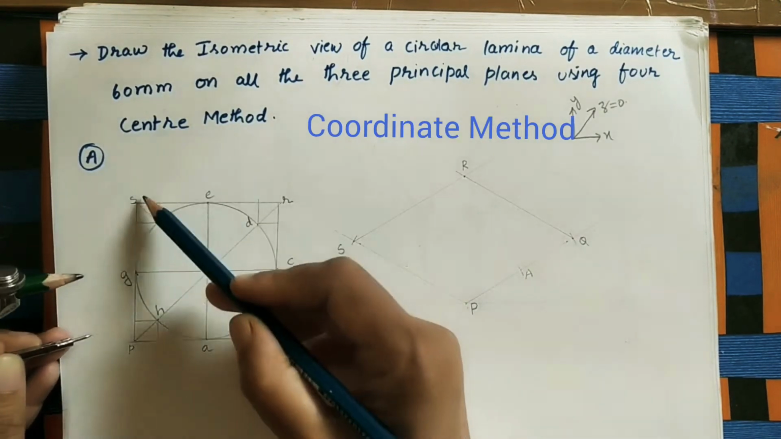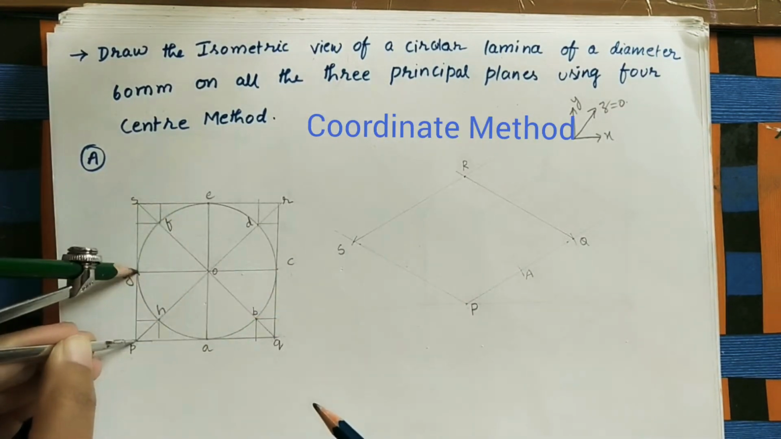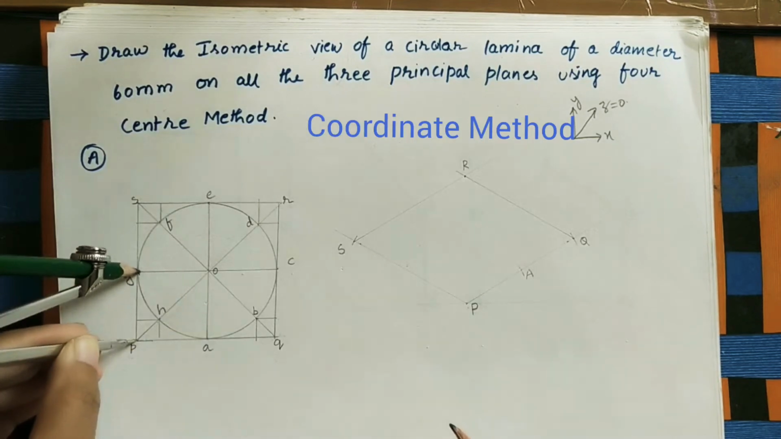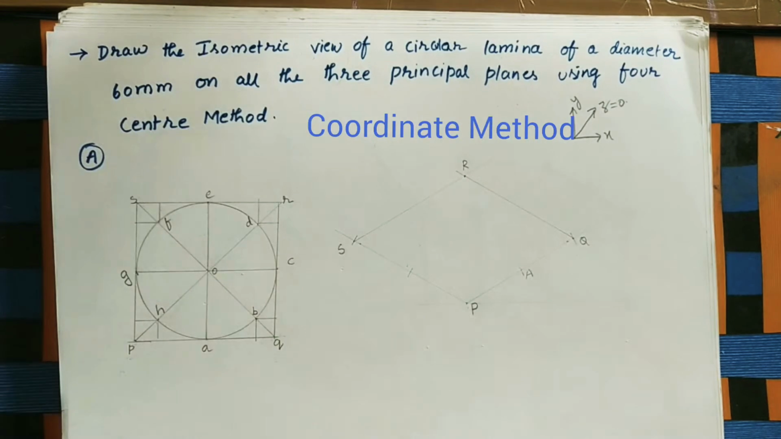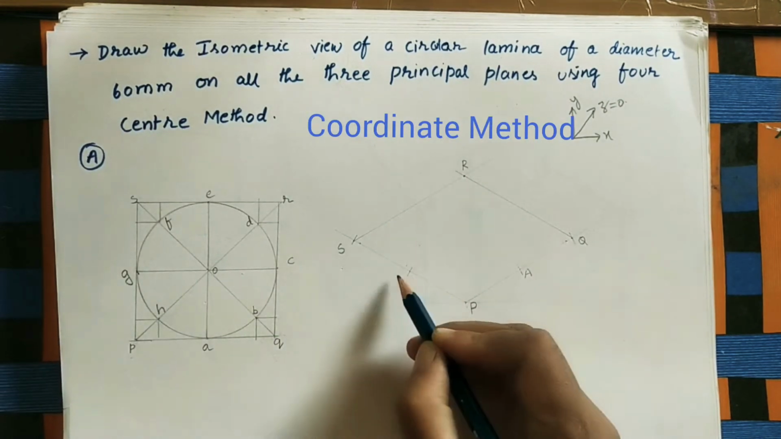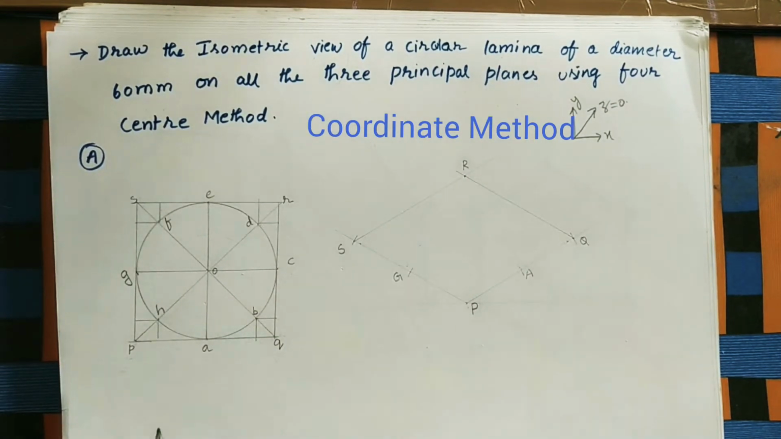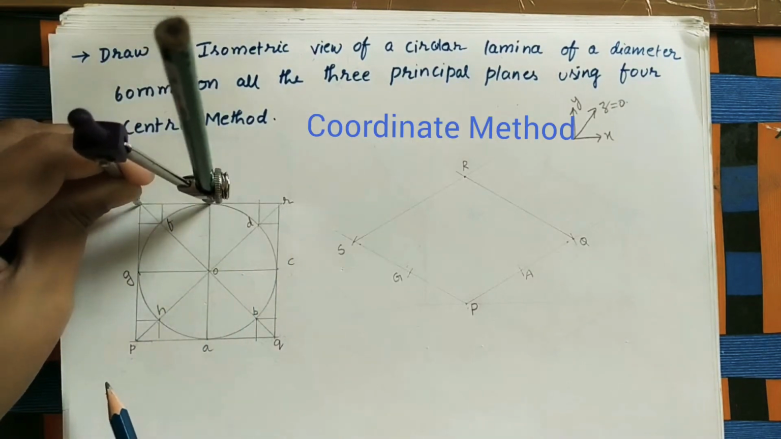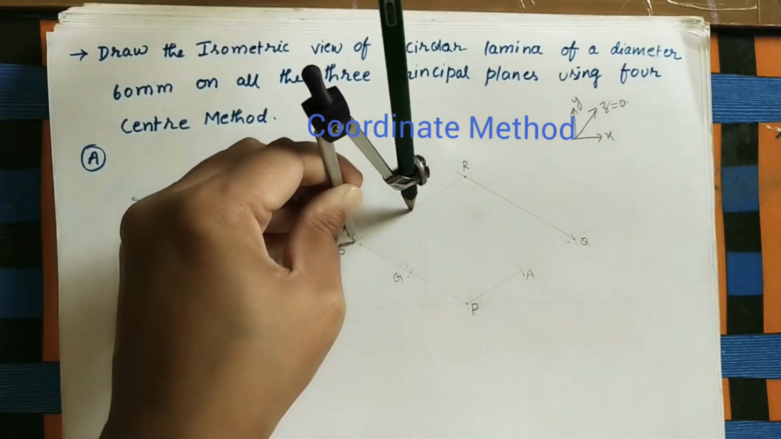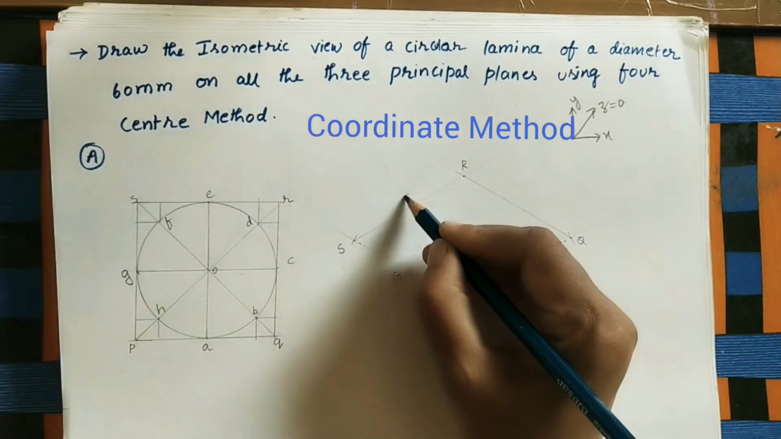Similarly, on PS line, mark this PG. Okay, middle point, G is the middle point. So here on PS, mark this middle point. It is a G point. Similarly, mark E point on SR. So take this length, S as center, do an arc here. This is E point.